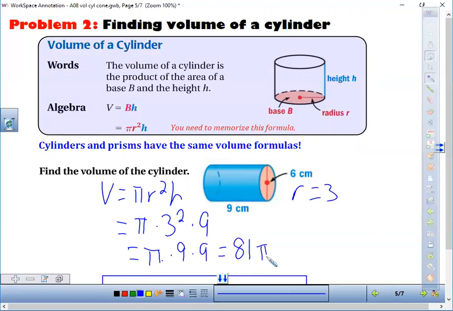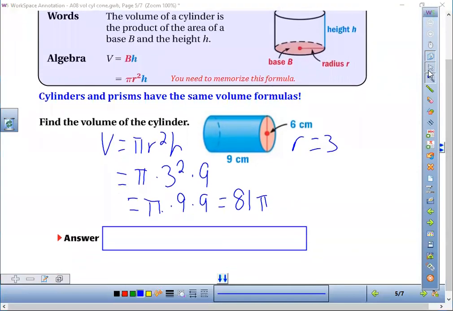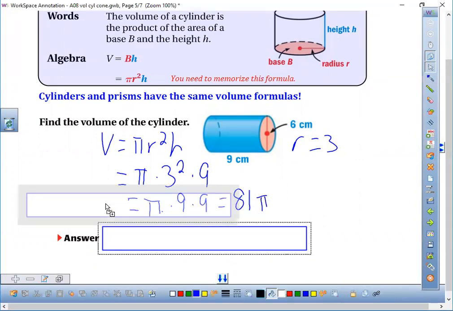You could plug this in your calculator and do 81 times 3.14. Make sure to ask your teacher what form they would prefer you to write your answer in. Your teacher may be okay with just 81 times pi. They may want you to plug it in as 81 times 3.14. They may want you to use the pi button on your calculator. So just make sure to verify with your teacher how they want you to write your answer for volume when you have pi.